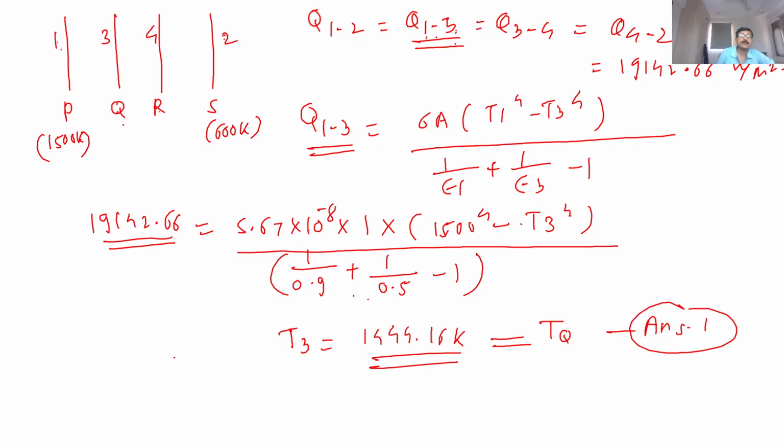Okay, now next. Now you can apply it between 3 to 4, and you can apply it between 4 and 2. By any way you can do, because one should be known out of 2. If you take the pair 4 and 2, the temperature of 2 you know, 600 Kelvin. If you take 3 and 4, you just found out T3 and T4 is unknown. So by both ways, either left hand side or right hand side, you can go. I will take the 4 to 2 combination.